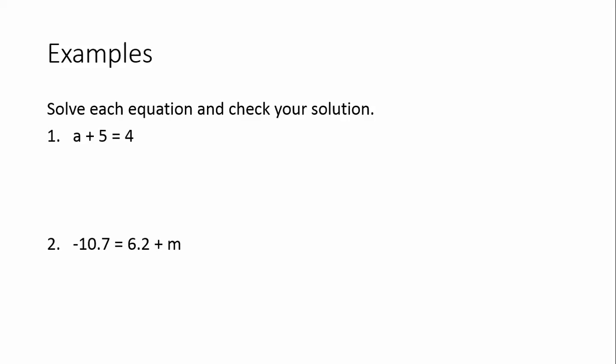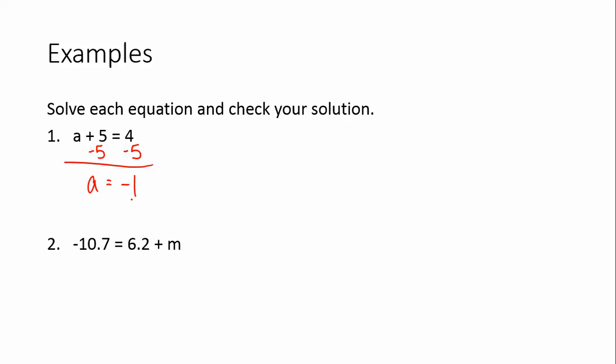On number 1, we're solving for a. We have 5 being added to a. So in order to solve this equation, we need to subtract 5 from the left and from the right. Subtracting 5 from both sides will give us a equals -1. And then we need to check our solution.